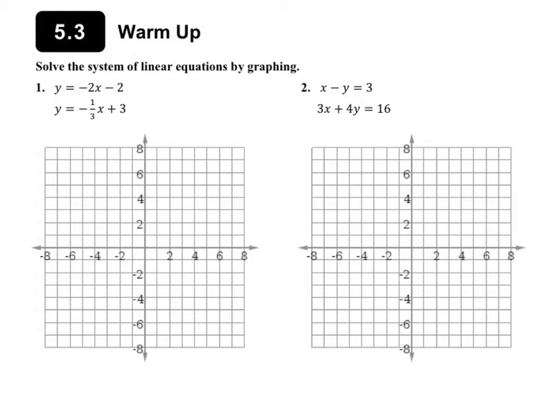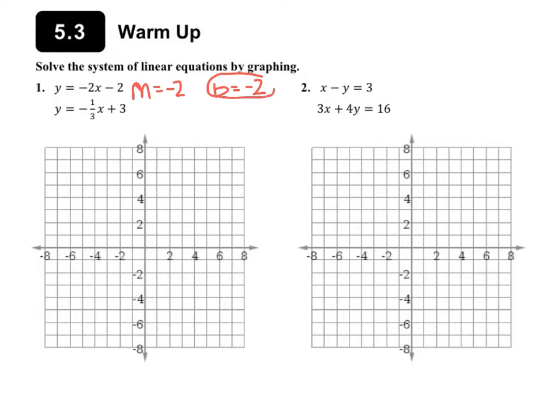In our 5.3 warm-up, we want to review solving systems by graphing and solving systems by substitution before we move on to our final method. Okay, so by graphing, I need to know my slope and my y-intercept. So in number 1, I know that m is -2 and that b is also -2.